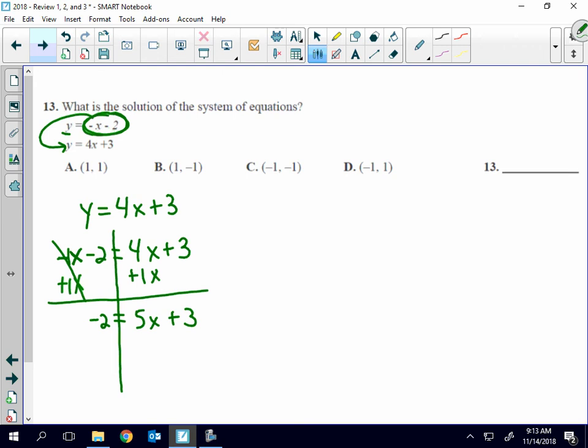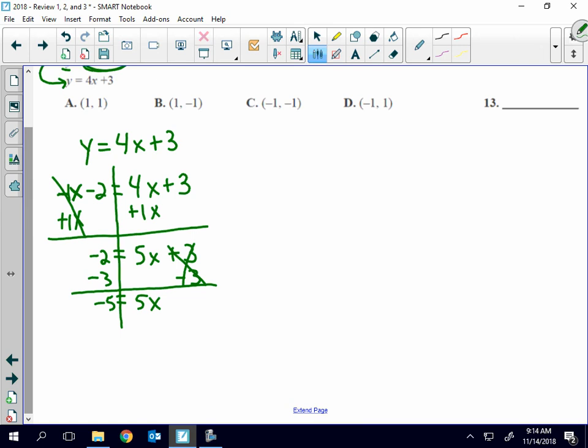Now it's just a two-step equation. I'm trying to move everything away from x. So I'm going to subtract 3 first. That will leave me with negative 5 equals 5x because my 3's canceled. And we're going to divide by positive 5 to get x by itself. Negative 1 will equal x.